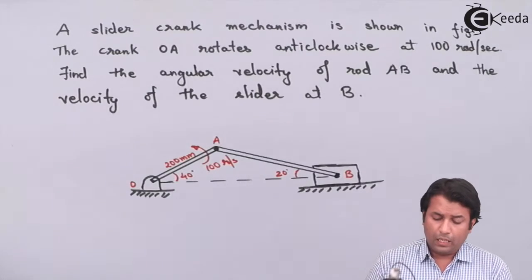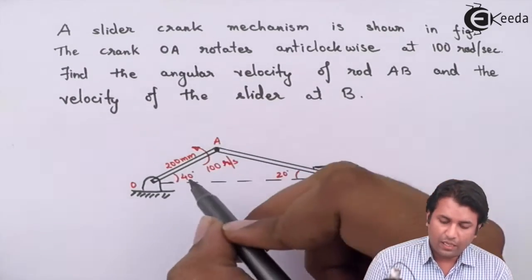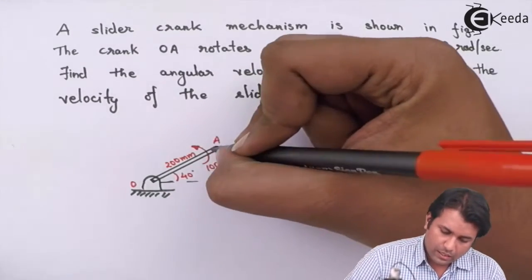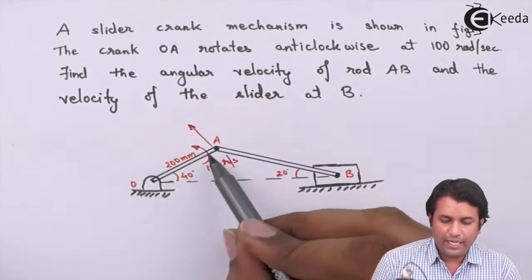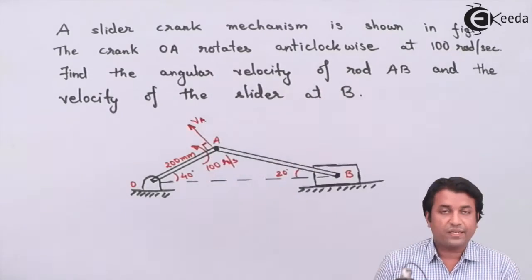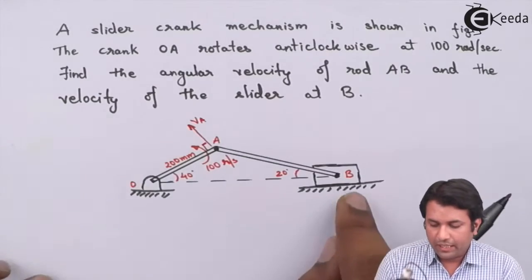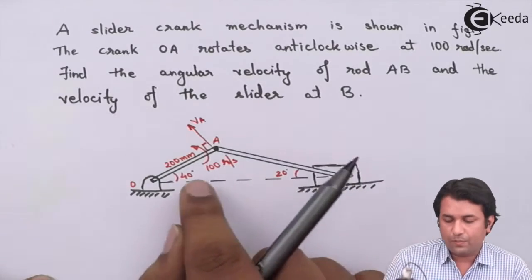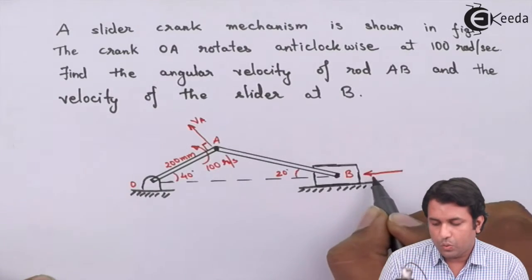So now, if the link OA is having a counterclockwise rotation, the velocity at A will be perpendicular to the link OA. So I will just show this as VA. Since this VA is perpendicular and it is going in this direction, that means AB will move backwards. If AB is moving backwards, the velocity of B will be towards the left.